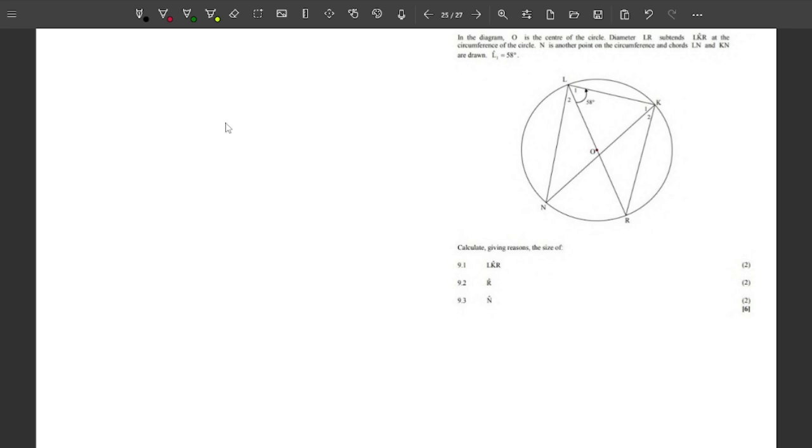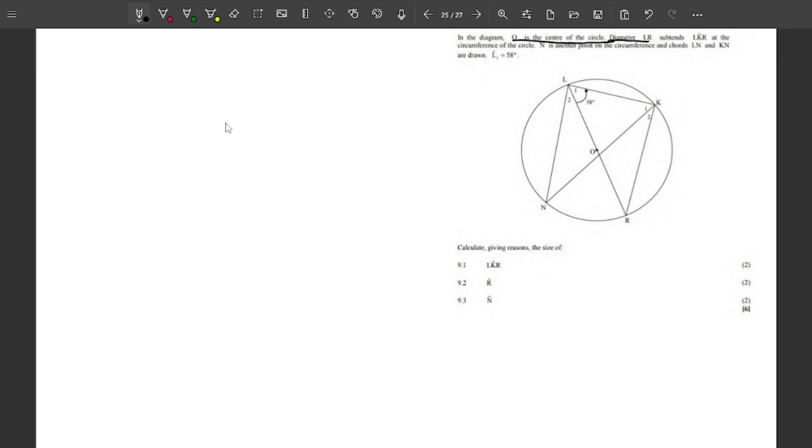Okay, now the first thing that we have to do is to read the question statement, which states in the diagram O is the center of the circle, which is quite important for us. Sorry, O is the center of the circle, diameter LR, this is also important, subtends angle LKR at the circumference of the circle. N is another point on the circumference, and chords LN and KN are drawn.